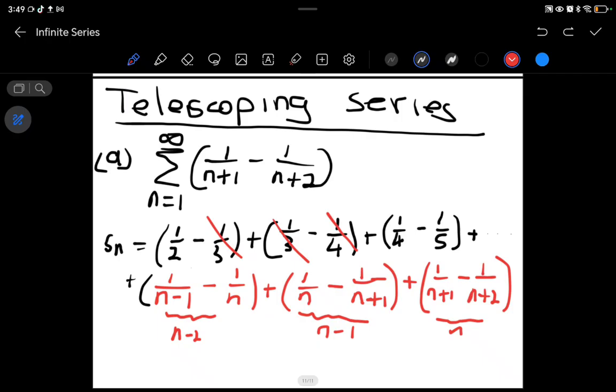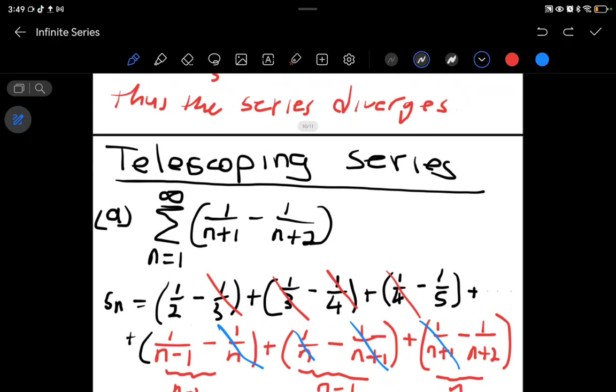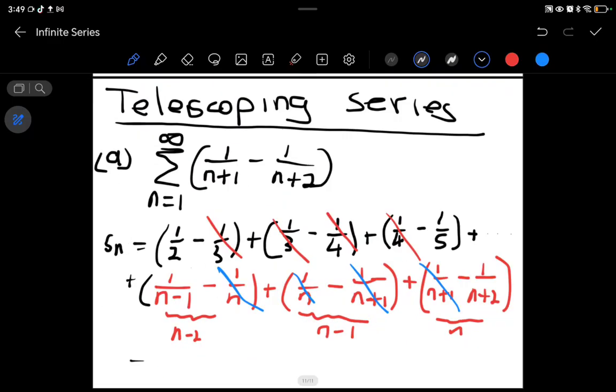So this will be fine. As long as this cancels, this one just know it's going to cancel also with something else. Just know that this one is also going to cancel. So we're going to take this and this. So we'll say that the partial sum will be 1 over 2 minus 1 over n plus 2. You see, right? That will be the partial sum S_n.